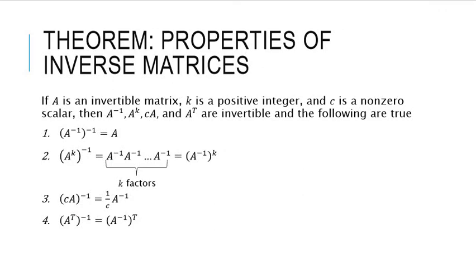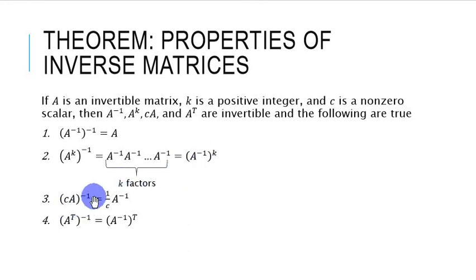Now, there are some properties of our inverse matrices. If A is an invertible matrix, k is a positive integer, and c is a non-zero scalar, then A inverse, A raised to k, cA, and A transpose are invertible, and the following are true. First, when we get the inverse of A inverse, it just goes back to A. Next, the inverse of A raised to k is the same as getting the inverse of A first, then raising it to the kth power.